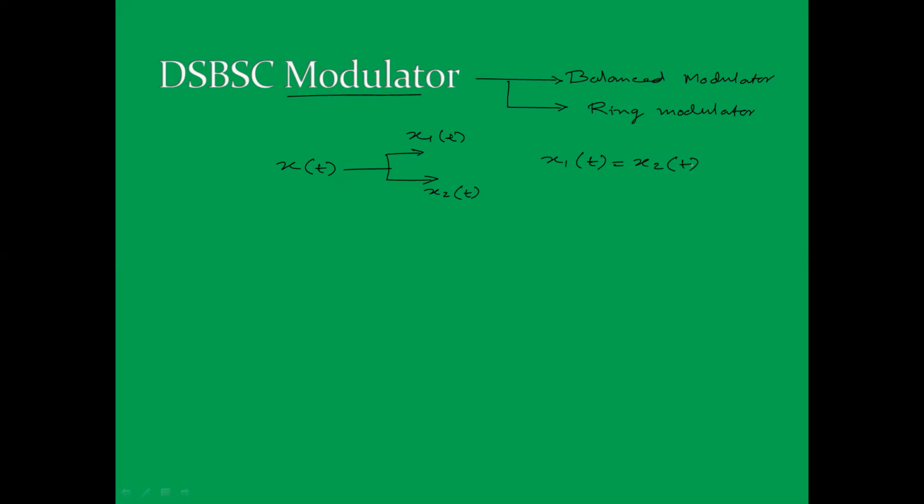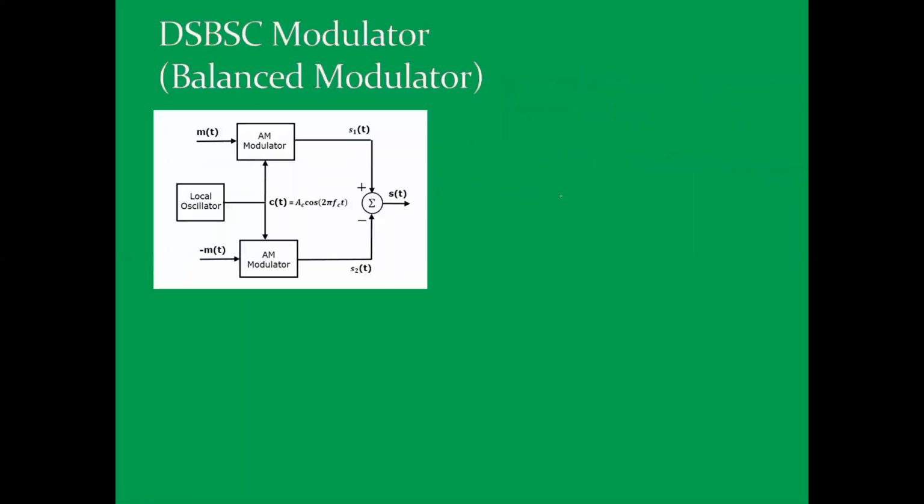But if x1(t) and x2(t) are in the same polarity, then the signal can't be balanced. So for that purpose, I take minus of x1 as x2(t). Now it will be balanced. The same working principle is applicable for the balanced modulator. So go to the diagram of the balanced modulator.